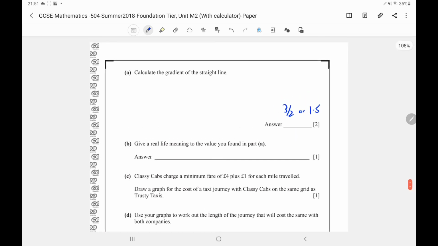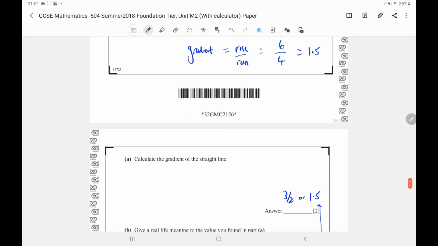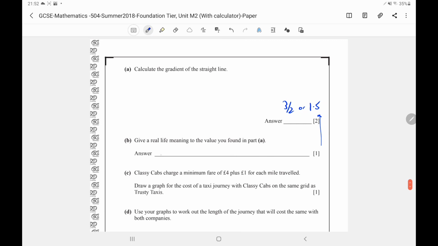Give a real life meaning to the value found. So the gradient is 1.5. Well, that means for every mile, each mile costs £1.5, which is £1.50.